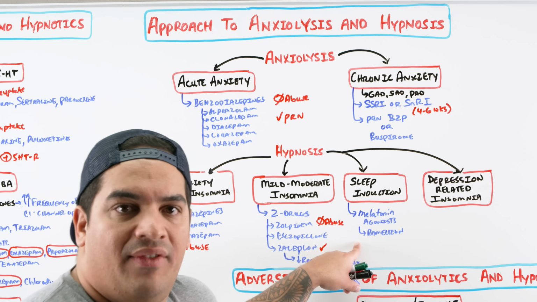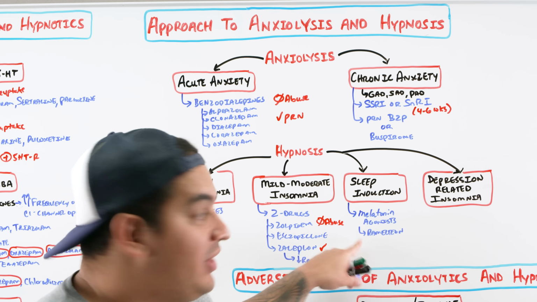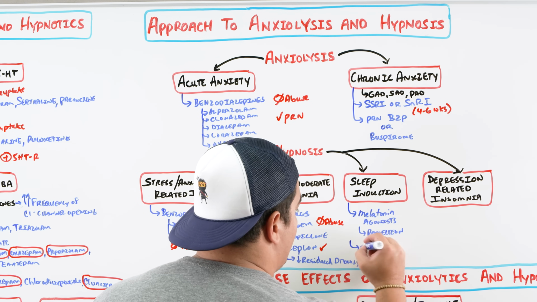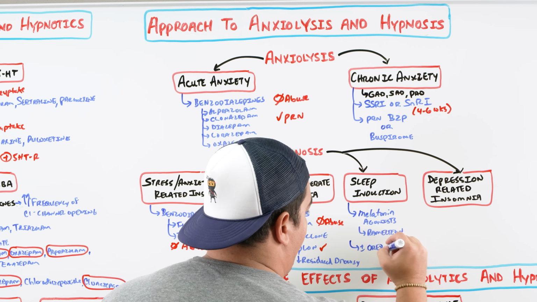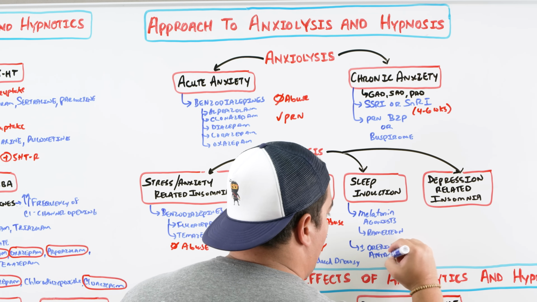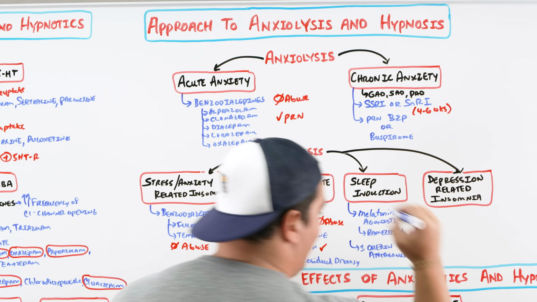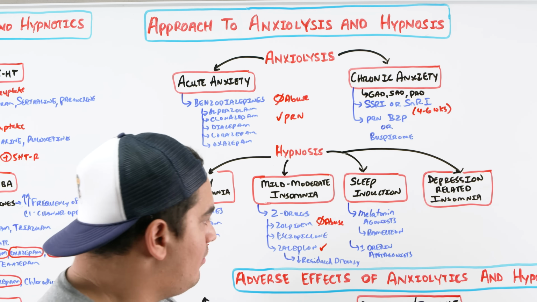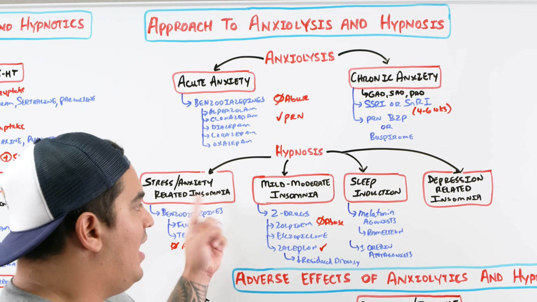There's still uncertainty with suvorexant, which is the orexin antagonist, but there may be, so we're going to put plus or minus the orexin antagonist. We just don't know enough about this drug category yet. Okay? All right. So we got stress anxiety, benzos.